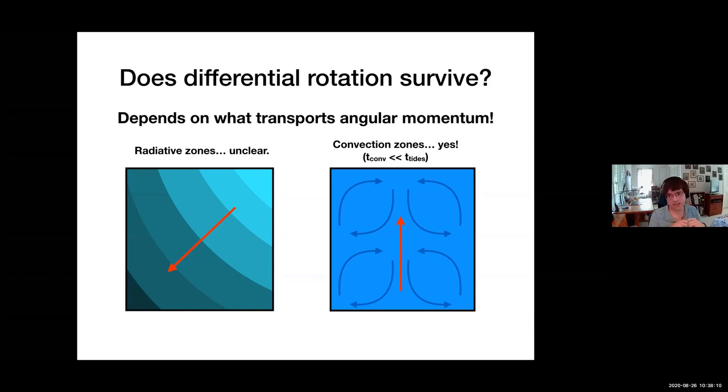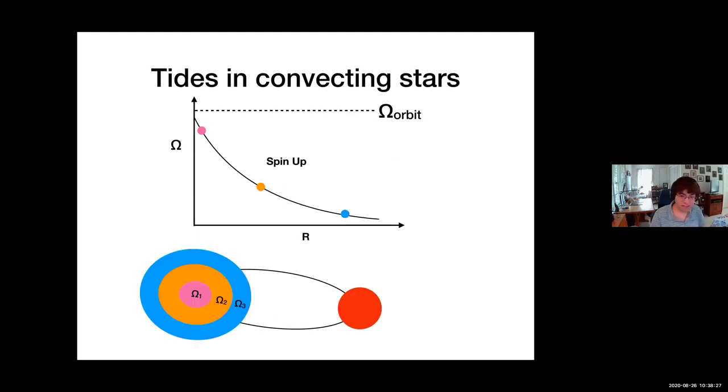And that time scale is a month in the sun, something like that, versus the 100 million years that it might take to synchronize your binary. And so there we have a very clear separation of timescales, and it's quite clear, I think, that the differential rotation should survive. So if we take that view, then we have to answer what synchronization actually means.